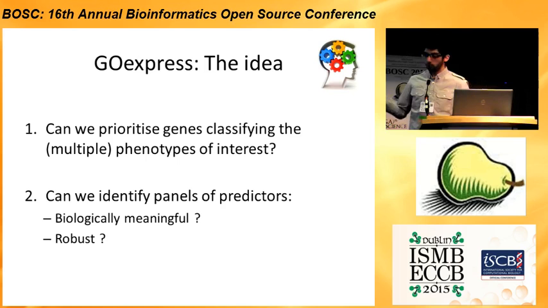So the question leading to the package I'm going to present and hopefully demonstrate is, can we prioritize genes classifying the phenotypes of interest, and potentially multiple? If you have only 2, you do differential expression, and that works. But if you have multiple ones, you need a sort of classifier approach. Once you've ordered, you do that on a gene level. And once you have your list of genes, you might actually want a panel of genes that is robust, that tells you something about the biological story of it.